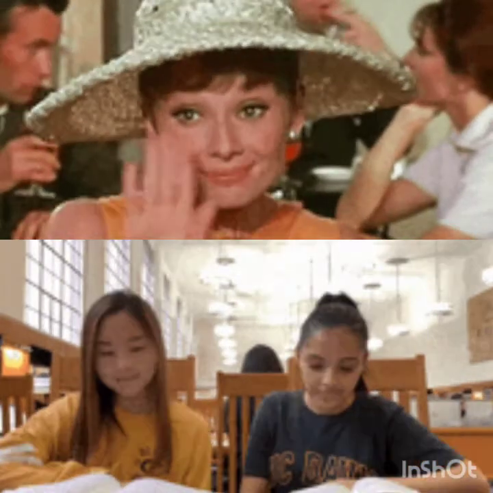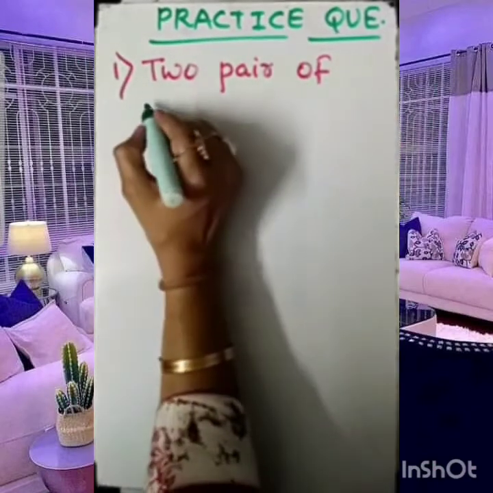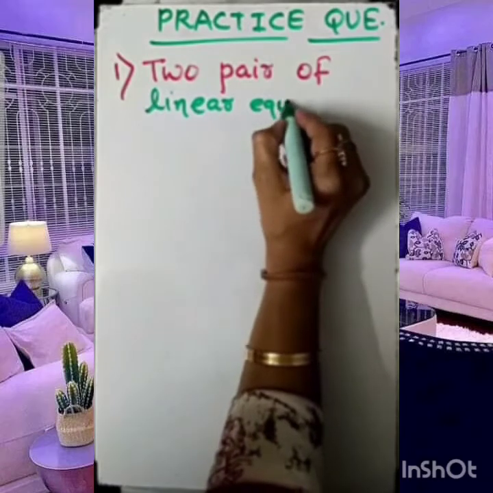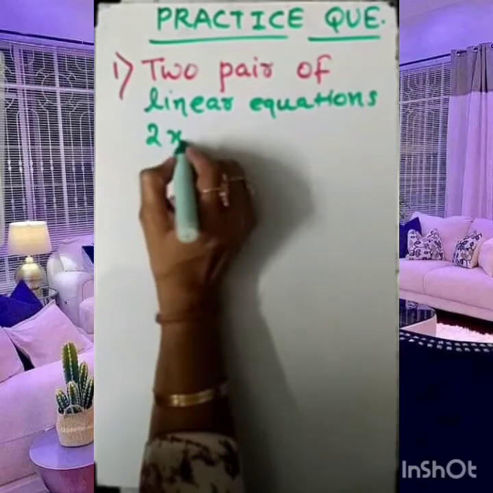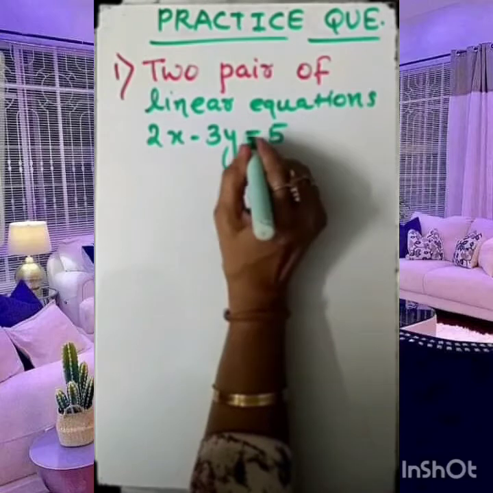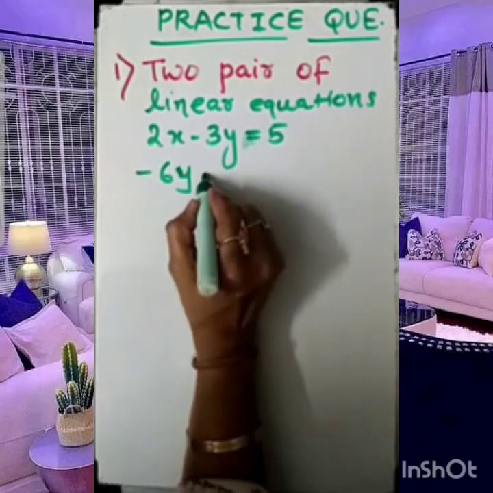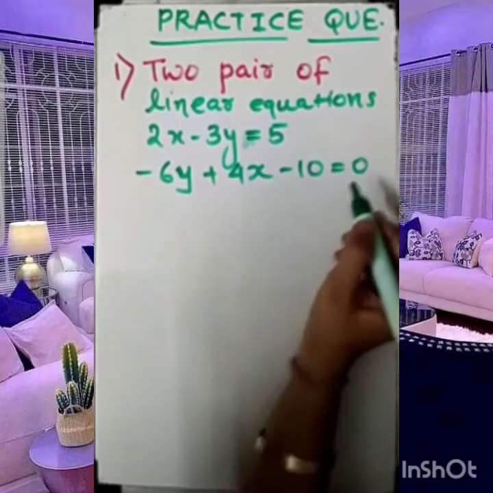So dear student, here is the extra question from chapter number 3, linear equations in two variables. Let's try to solve a pair of linear equations. Which pair are we given? Let's note down. First is 2x minus 3y equal to 5. The next is minus 6y plus 4x minus 10 equal to 0.